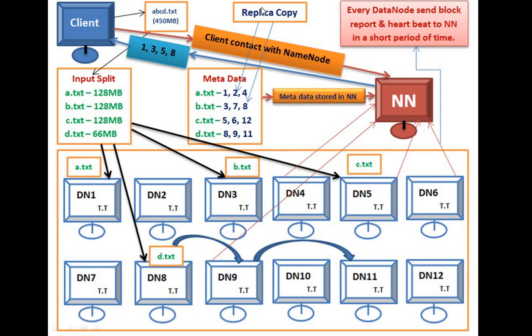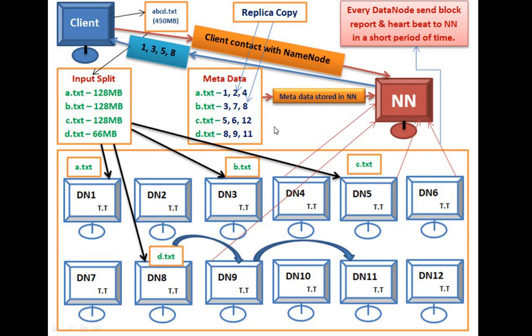Guys, in this way we store the data onto HDFS. As we can see here, these are the replica copies. I am trying to point out the replicas here: 2, 4, 7, 8, 6, 12, 9, 11. These are the replica copies. As we see, all the metadata information is stored by the NameNode. It means the NameNode has the metadata information about where and in which block this file is stored.